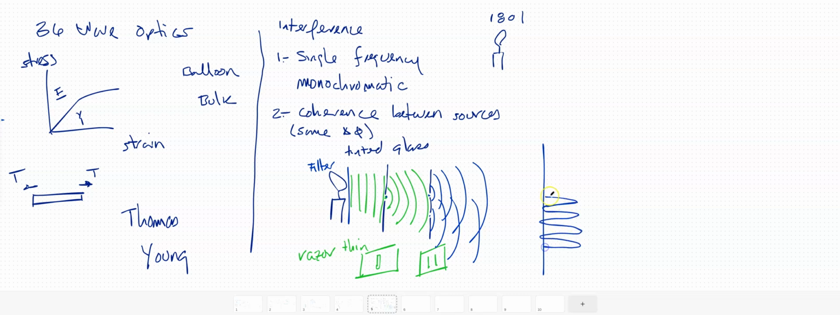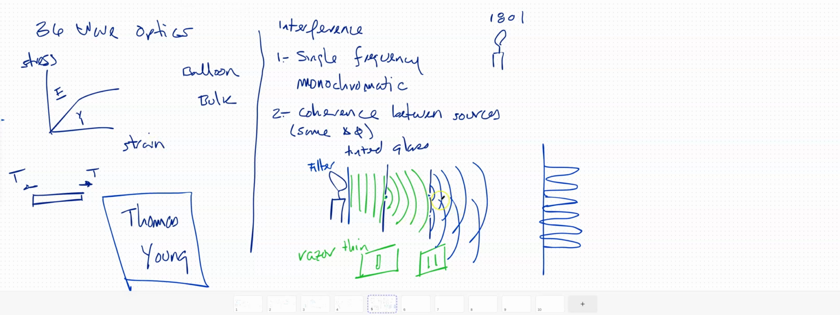Bright fringes, dark fringes, right? Which proved that Huygens was right and that light indeed behaved as a wave. So this was the first time we had experimental proof that light was a wave.